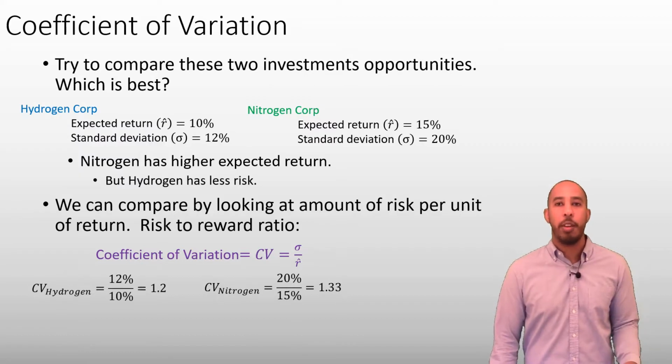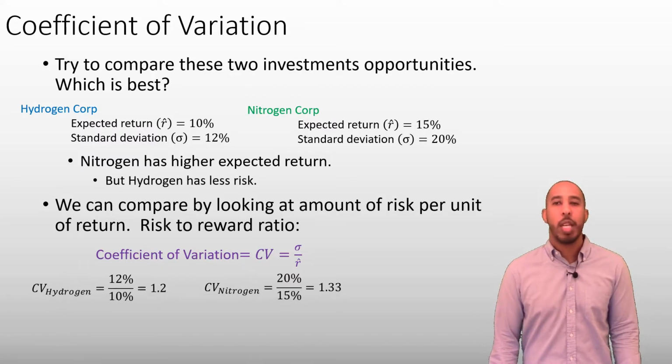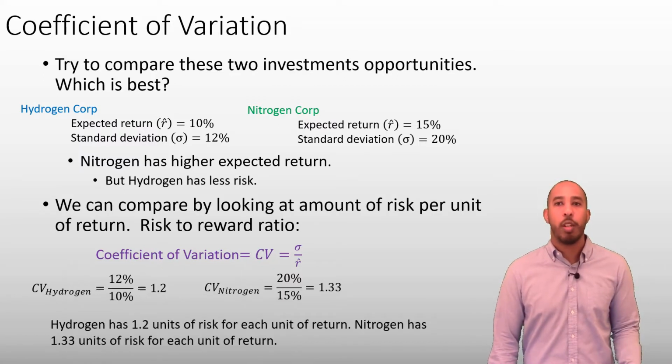Computing the coefficient of variation for these 2 companies, we get 1.2 for hydrogen and 1.33 for nitrogen. And we can interpret this as saying for hydrogen, we're taking on 1.2 units of risk for every unit of return, while for nitrogen, we're taking on 1.3 units of risk for every unit of return. So if our objective is to maximize return while minimizing risk, we should invest in hydrogen. It gives us the best trade-off there.